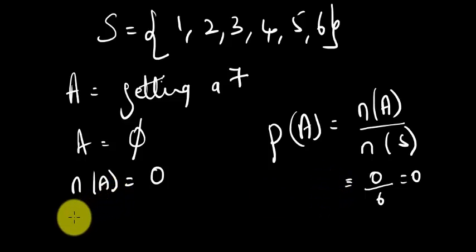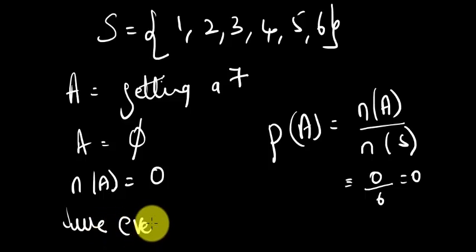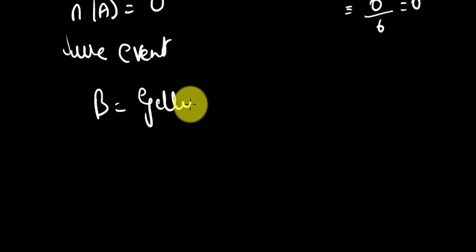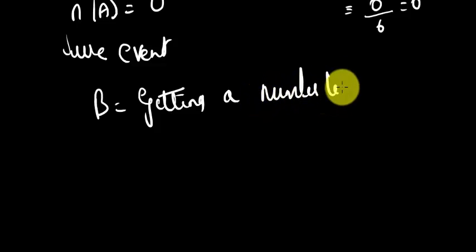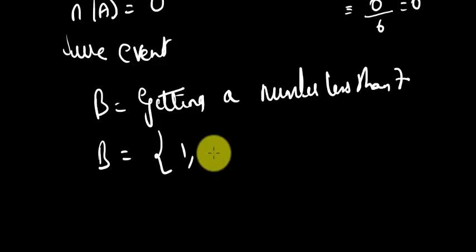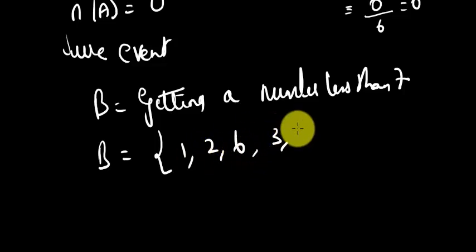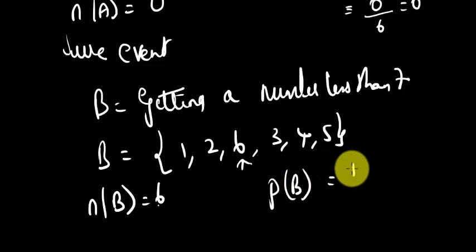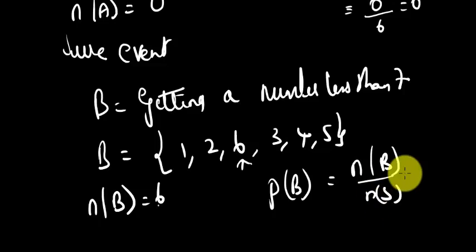Now let me look at a sure event. Let's say I'm defining a particular event B as getting a number less than 7. When I define the event as getting a number less than 7, the possible options are going to be 1, 2, 3, 4, 5, and 6, which has already been mentioned here. So the number of elements belonging to B is going to be 6. What's the probability of B? The probability of B can be defined as n of B divided by n of S, which is 6 by 6, which is 1. And that's the maximum probability that I can assign to any event.